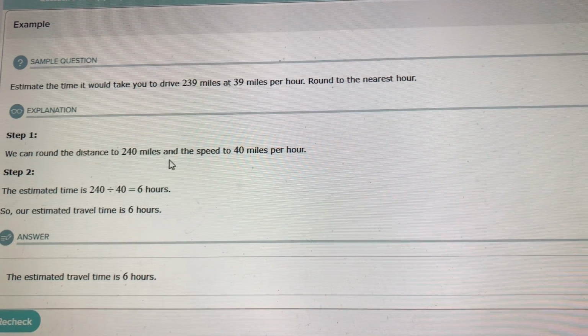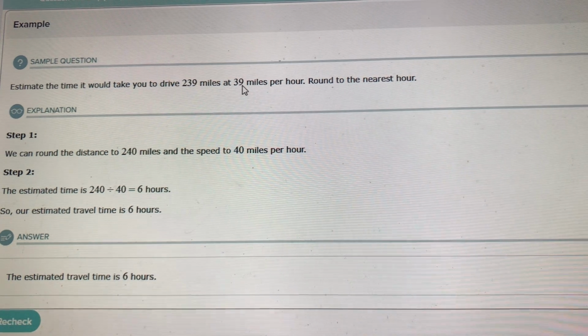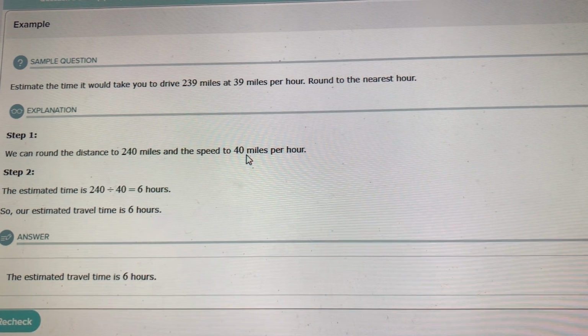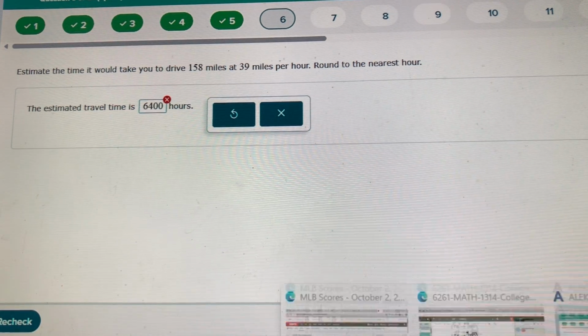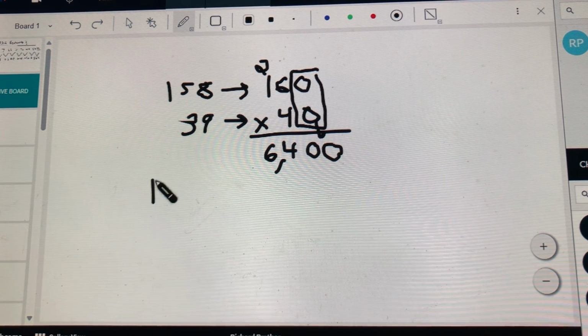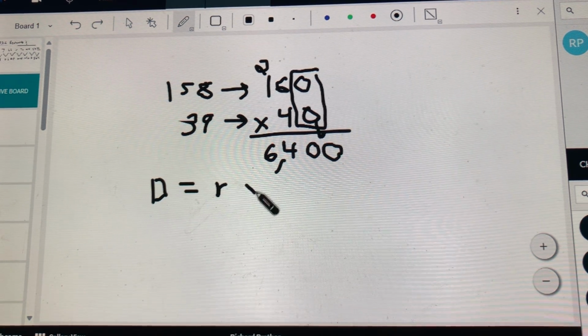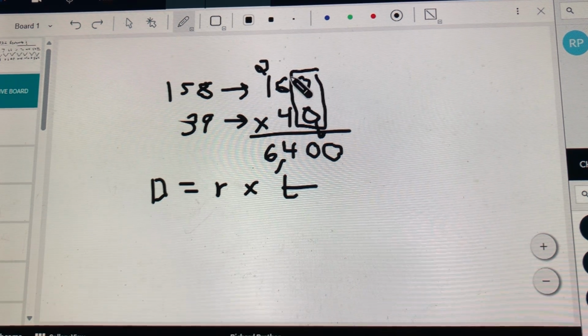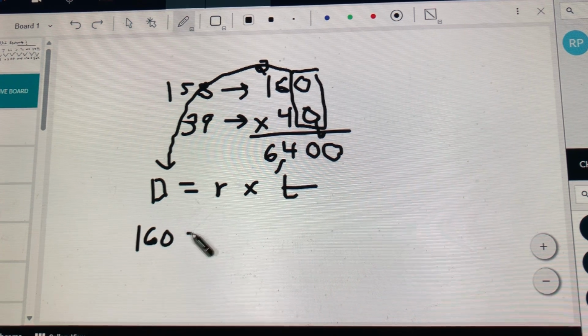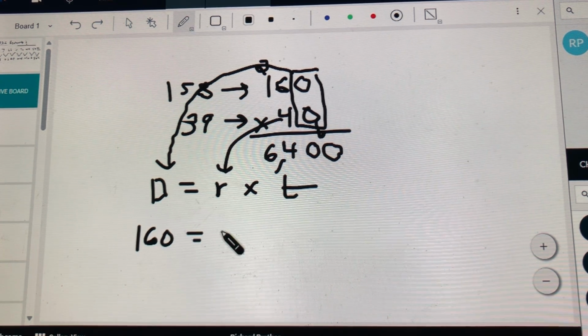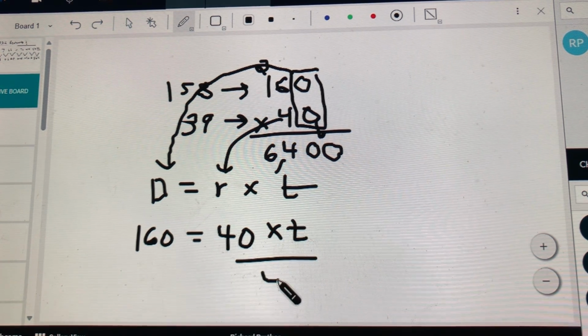We could round 239 to 240, and they're rounding 39 to 40. And, oh, maybe I went the wrong way. Divided by, I didn't read what we were doing here. You would like to drive 158 miles at 39 miles per hour. Find the time. So what I forgot here is it's distance equals rate times time. So I think they do want these rounded versions where you just use 160 for the distance and 40 for the rate or the speed. But I multiplied when we should have been dividing because I have to solve for t.